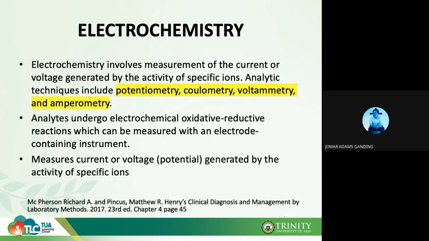Electrochemistry involves now the measurement of your current or your voltage that are generated because of the activity of your specific ions. So specific ions give off specific current or voltage depending on the analytic technique that we are using.